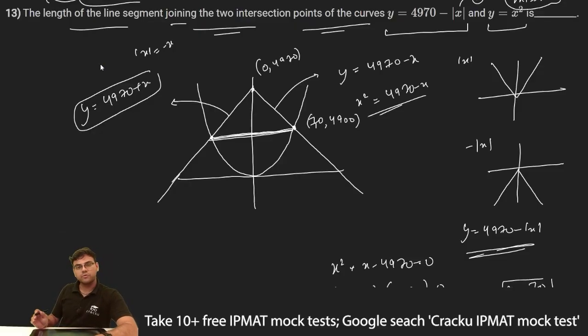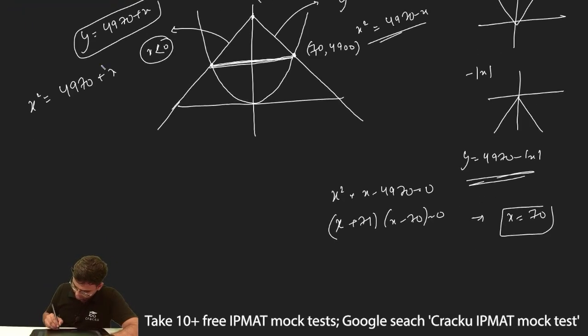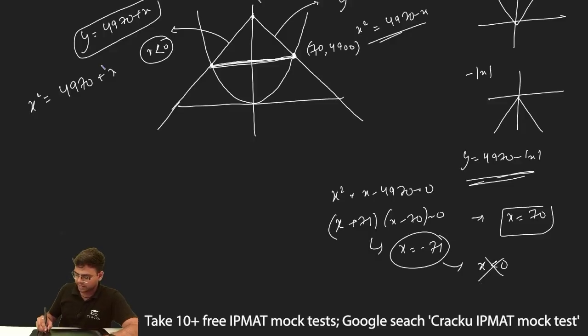Now y is equal to 4970 plus x. Again, I'll equate this y is equal to x square. So x square is equal to 4970 plus x. And for this we have to remember that x should be less than 0. From here, there were two possible values. x can be minus 71 as well. But since this was in the first quadrant, it is very clear that x cannot be a negative value. Thus I said x is equal to 70.